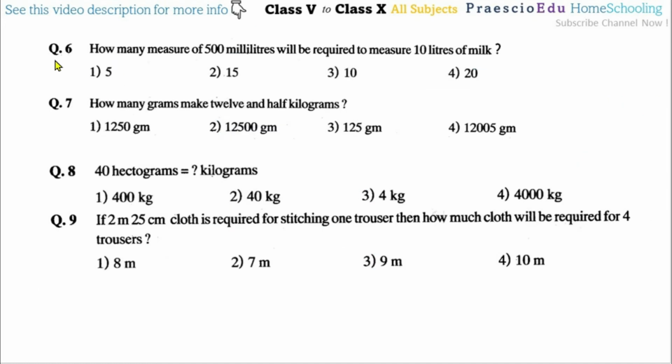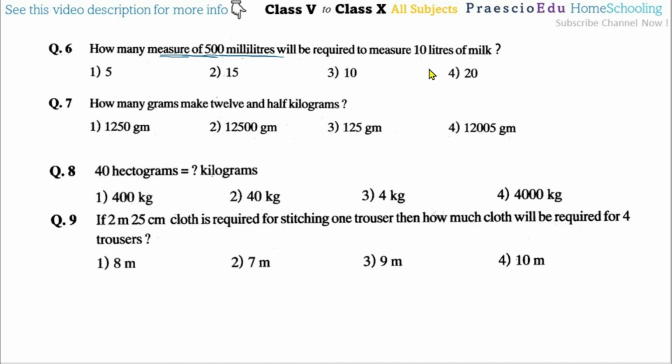Now question number 6: how many measures of 500 milliliter will be required to measure 10 liter of milk? This is the capacity of the pot, so the pot has a capacity of 500 milliliter. So how many times do we have to measure?